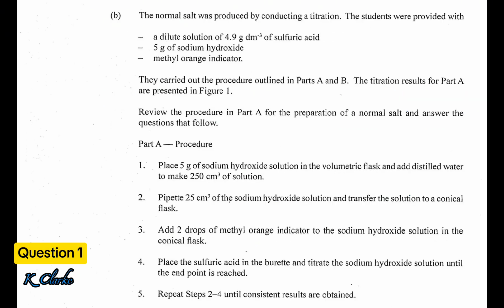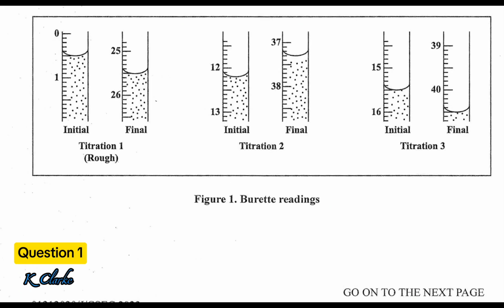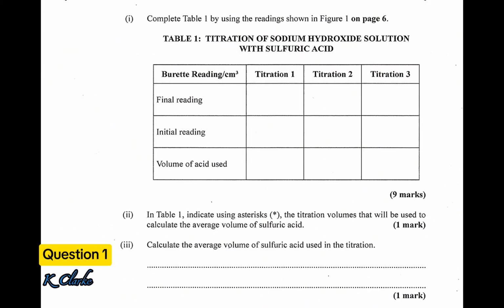B. The normal salt was produced by conducting a titration. The students were provided with sulfuric acid, sodium hydroxide, and methyl orange indicator. The procedure is outlined in parts A and B. Here are the burette readings for the titration. Part 1. Complete Table 1 by using the readings shown in Figure 1 on page 6.